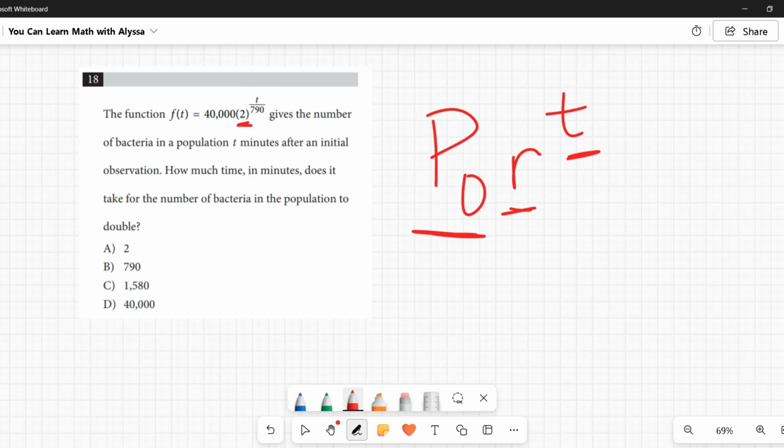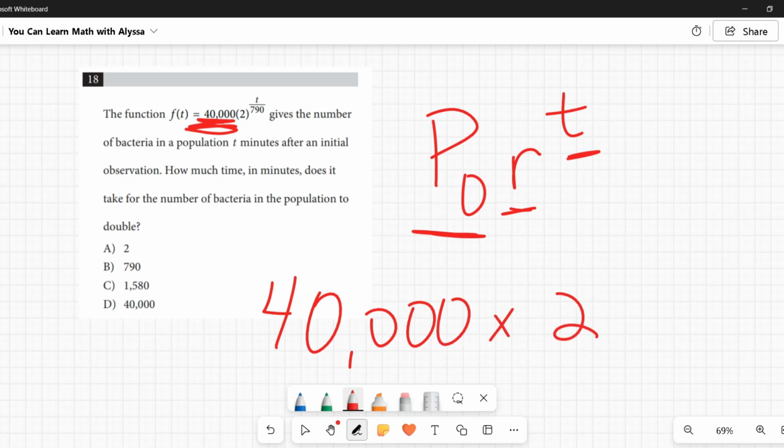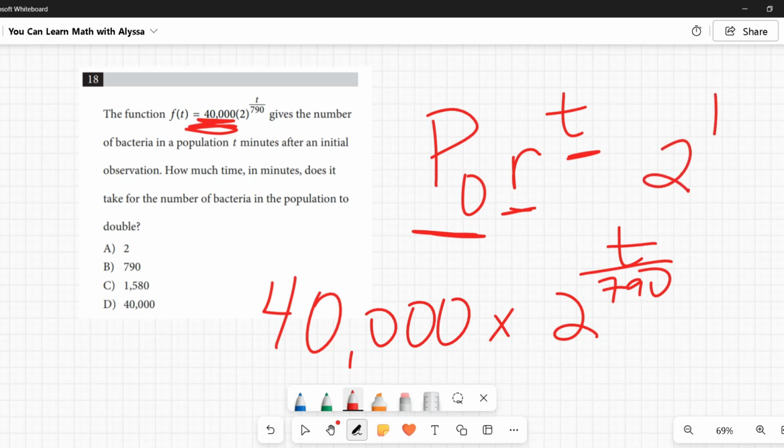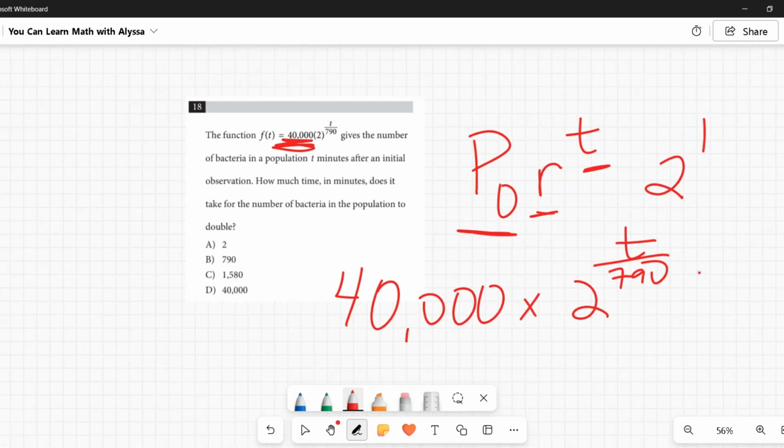Okay. So how much time in minutes does it take for the number of bacteria in the population to double? Well, once we know 40,000 is the initial population, for it to double, it would have to be 40,000 times 2, right? Well, we've got this times 2, but it's being raised to the power of t over 790. What would t need to be for this just to be 2? Like after I do this math, I'll just get a 2. If it's 2 to the power of 1, it's just going to be 2, right? So I want this to be equal to 1. T over 790 has to be equal to 1.